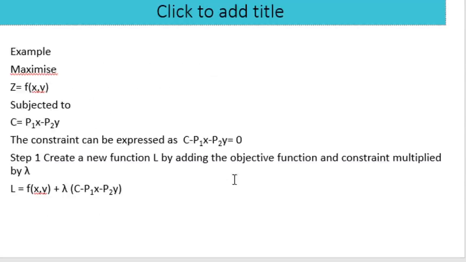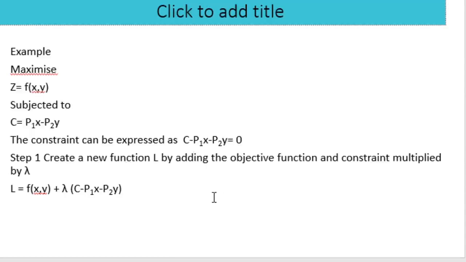Let us take another example. Maximize a function f of x, y subject to the constraint C. Another example is given here. Maximize f of x, y subject to C equal to p1x plus p2y. The constraint can be expressed as C minus p1x minus p2y equal to 0.